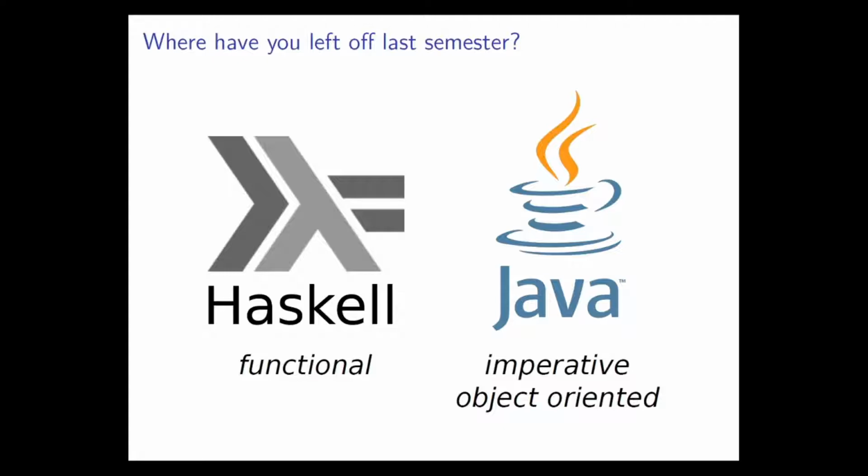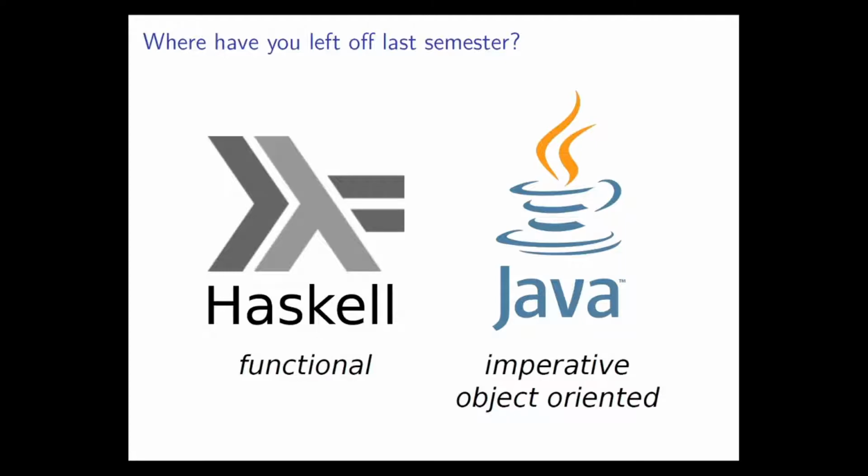Let's set some context for this course. Almost all of you did last semester the course Informatics 1A, in which you were introduced to the basics of functional programming using the programming language Haskell. This semester we're going to introduce you to a different paradigm of programming. We're going to introduce you to imperative object-oriented programming in Java.